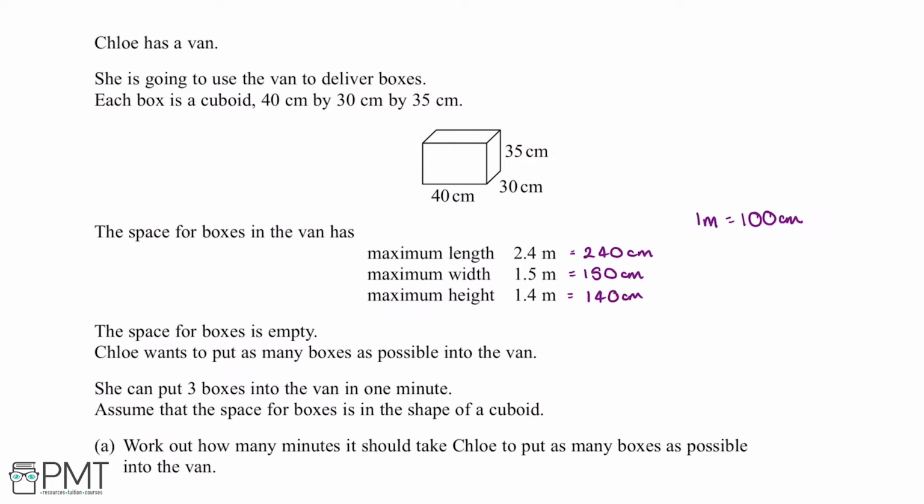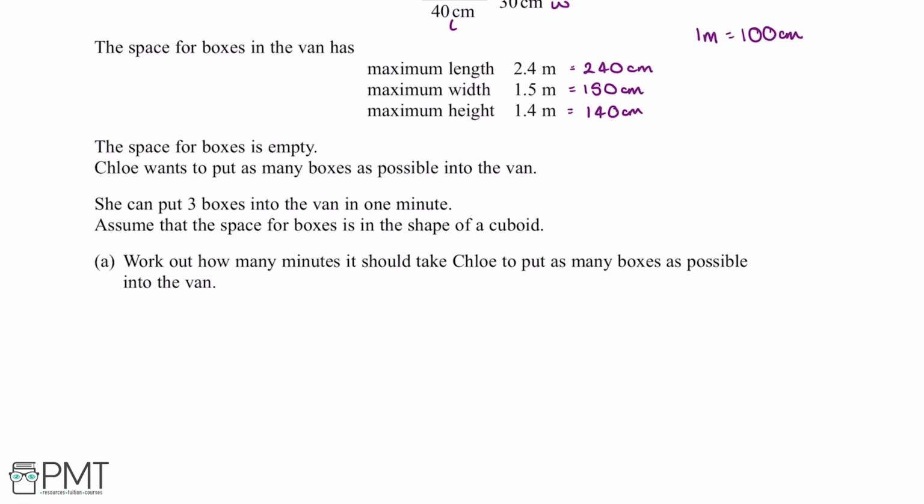So in this cuboid, the side which is 40 centimetres is the length, 30 centimetres is the width, and then 35 centimetres is the height. So now what we'll want to do is work out how many boxes we can fit along the length of the van, along the width of the van, and up the height of the van. To do this we can divide the length of the van by the length of the box. So 240 divided by 40 gives us 6, and this means that 6 boxes will fit along the length of the van.